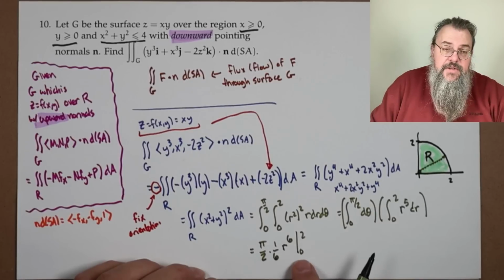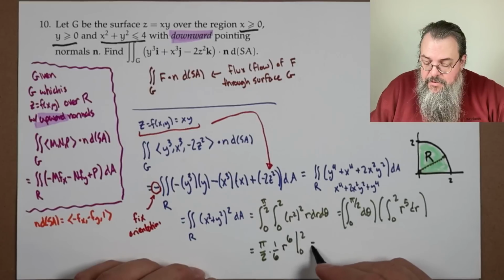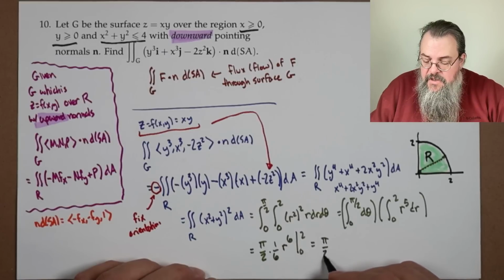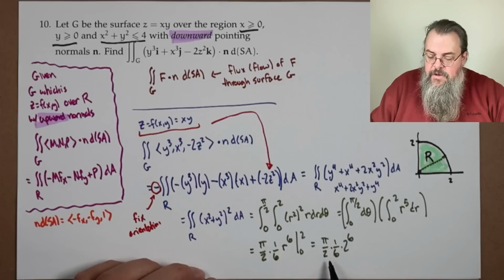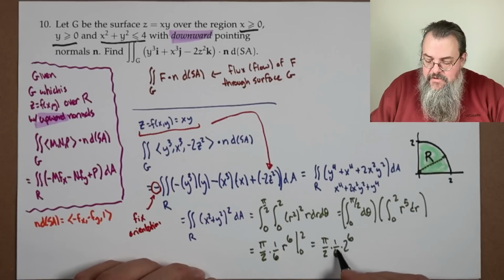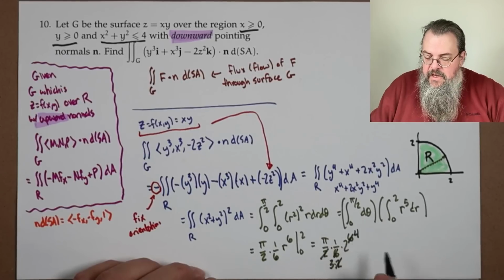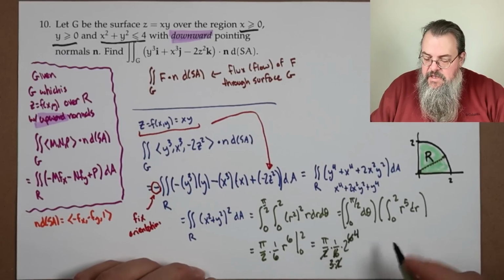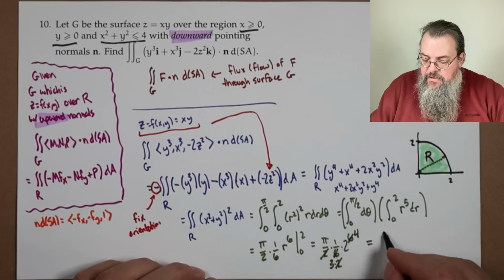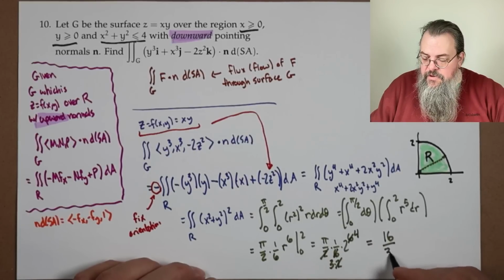Well, if you plug in 0, you get 0. And so you really have what? Pi over 2 times 1 over 6 times 2 to the 6. Well, I have some 2's, right? Because the 6 is really 3 times 2. I can pull off 2 2's and cancel. And so 2 to the 4th makes 16. Don't forget about the 3 downstairs. So this leaves us with 16 over 3 times pi.